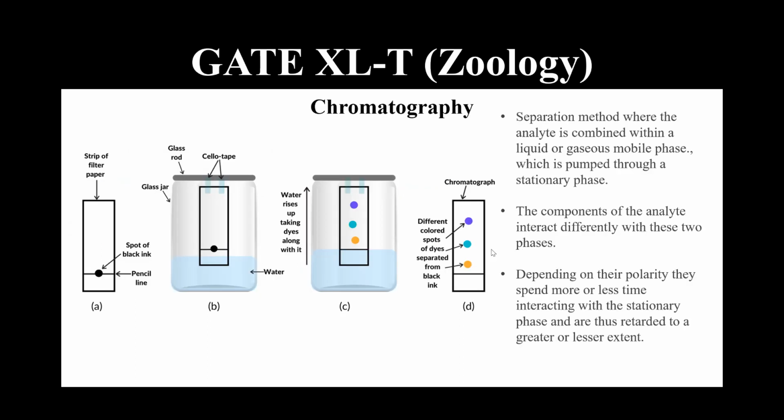The last is chromatography, which is also a separation method where the analyte is combined with a liquid or a gaseous mobile phase, which is then pumped through a stationary phase. The components of the analyte interact differently with these two phases, and as a result, based on their polarity, they are separated out eventually with the passage of time. So you have all the components of the analyte separated from each other.